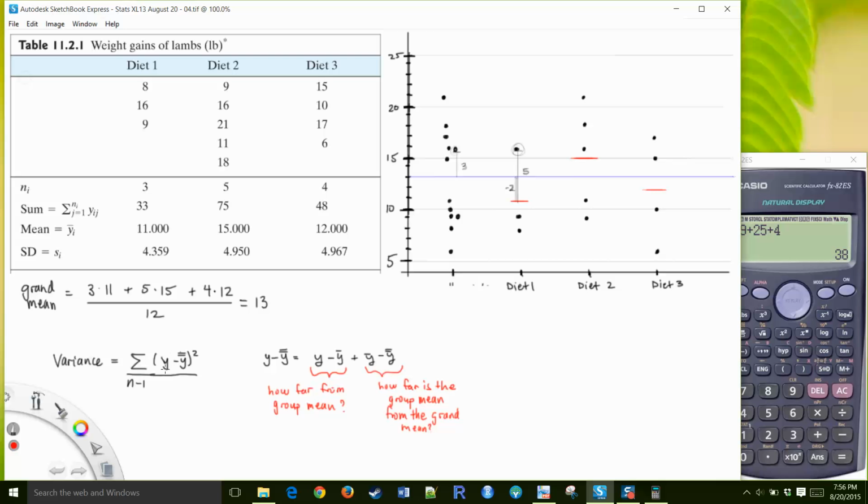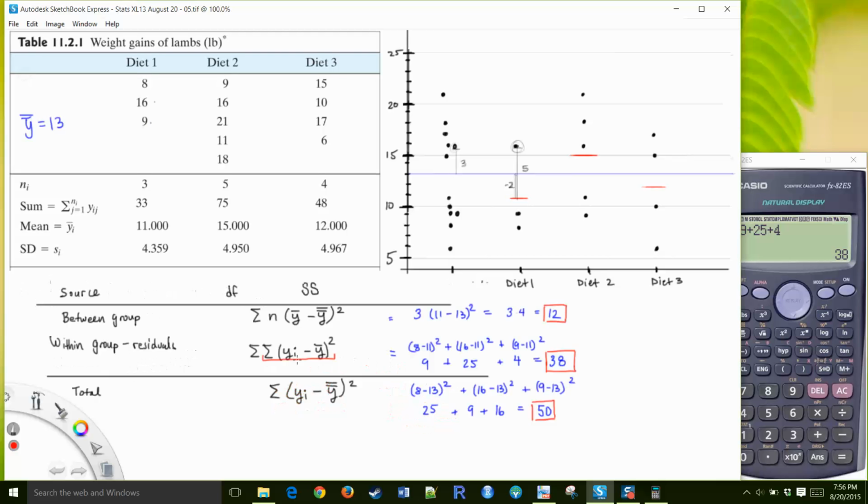So another formula for the sum of squares within the group would be the sum of n minus 1 times s squared. And you do this for all of the groups.